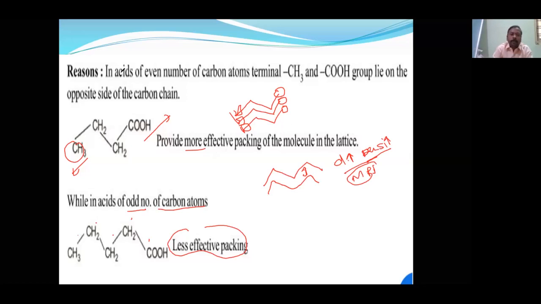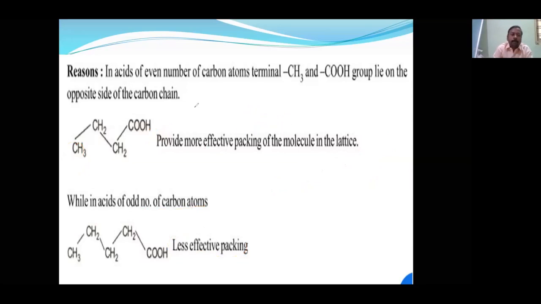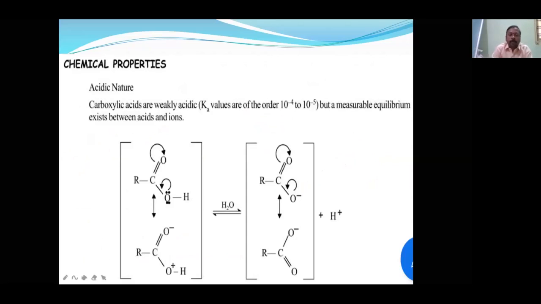Chemical properties. The very important and unique property of carboxylic acid is that it is acidic in nature. The question is why carboxylic acids are acidic. That is because of resonance: it is a resonance stabilized carboxylate ion. This is the carboxylic acid, and there can be resonating structures after loss of the H plus. This is called a carboxylate ion.